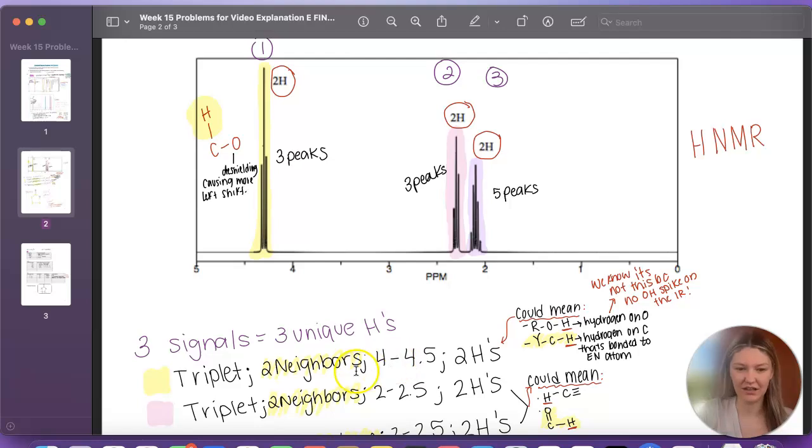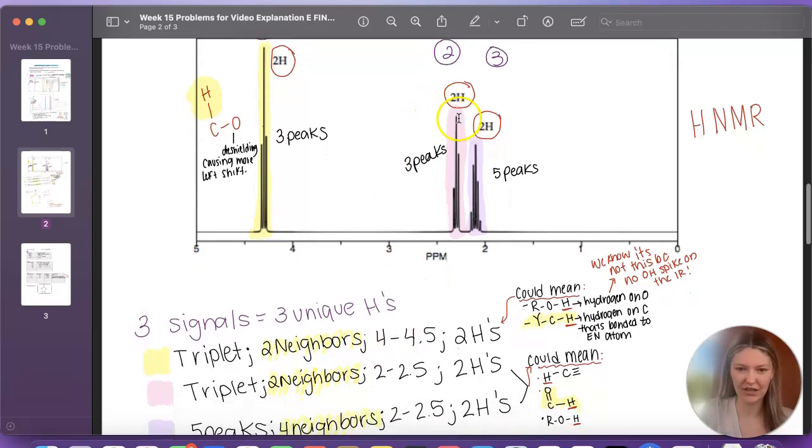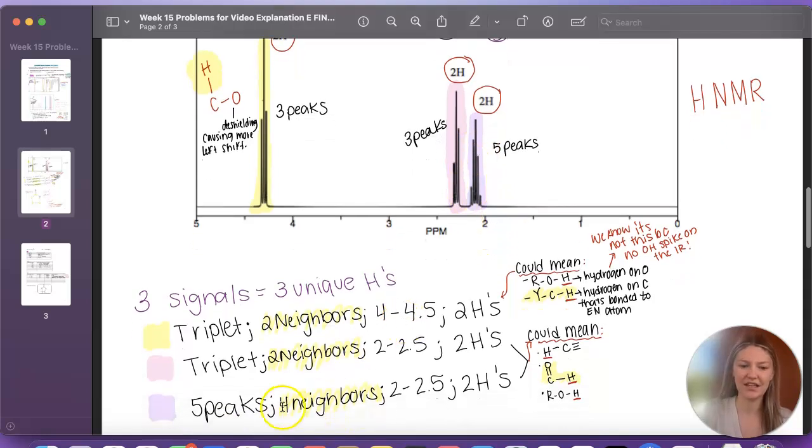Then I looked at the next one in pink. It also had 3 peaks, so the same thing. This set of hydrogens only has 2 neighbors. Then I looked over here at the purple one. It has 5 peaks, so 1, 2, 3, 4, and 5. So that means it has 4 neighbors. So 5 minus 1 gives you 4.